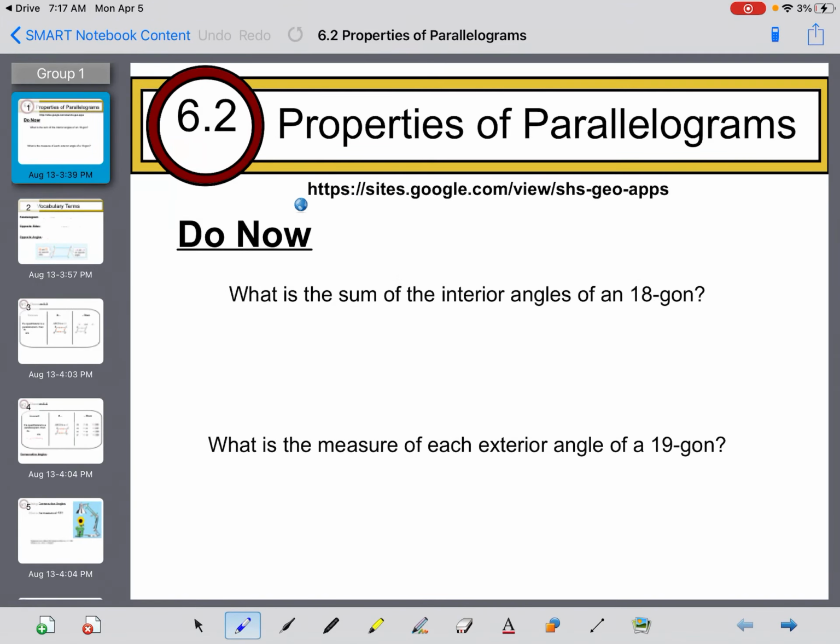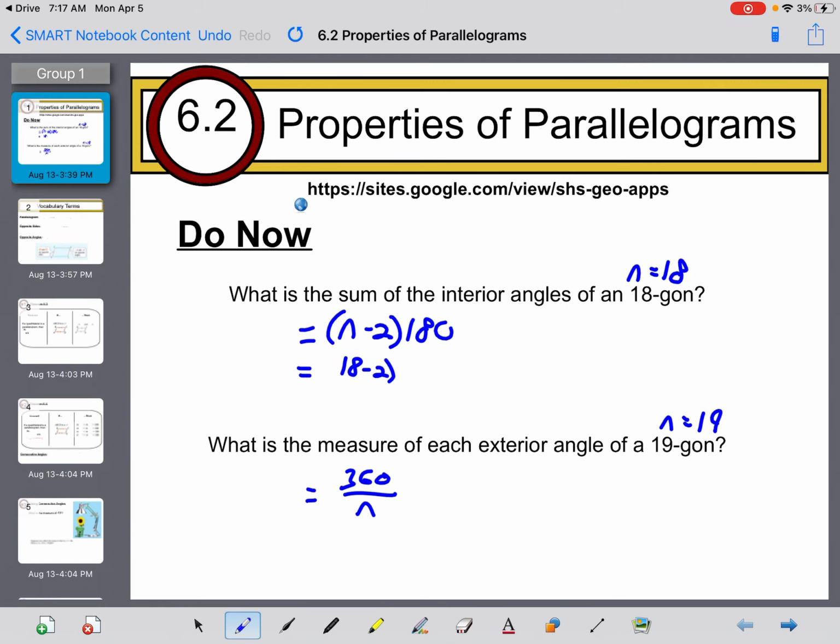Okay, your do-now says, what is the sum of the interior angles of an 18-gon? Well, remember, your formula would be n minus 2 times 180. And what is the measure of each exterior angle? Remember, that's 360 over n. So in the top question, your n is 18. In the bottom, your n is 19. And all you have to do is plug in. So 18 minus 2 times 180.